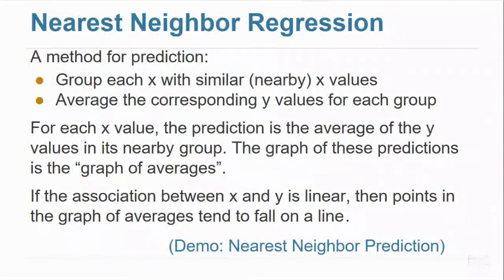We group each possible x value with similar nearby x values, and we average the corresponding y values for each group. For each x value, the prediction is the average of the y values in its nearby group. The graph of these predictions is the graph of averages. If the association between x and y is linear, then points in the graph of averages tend to fall on a line. Let's look at this in a demonstration.